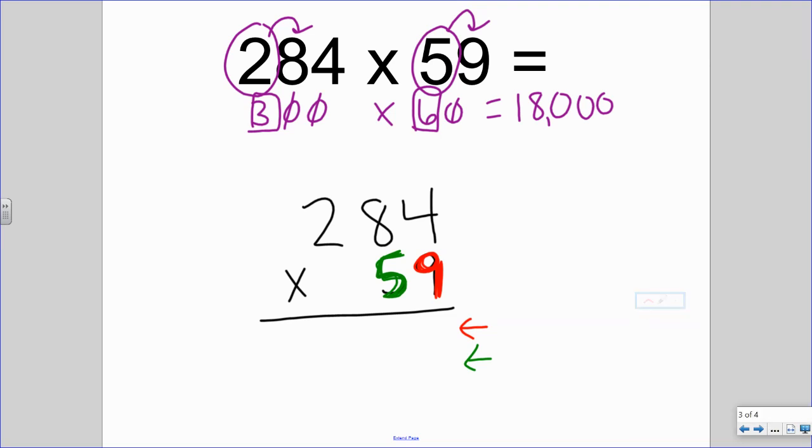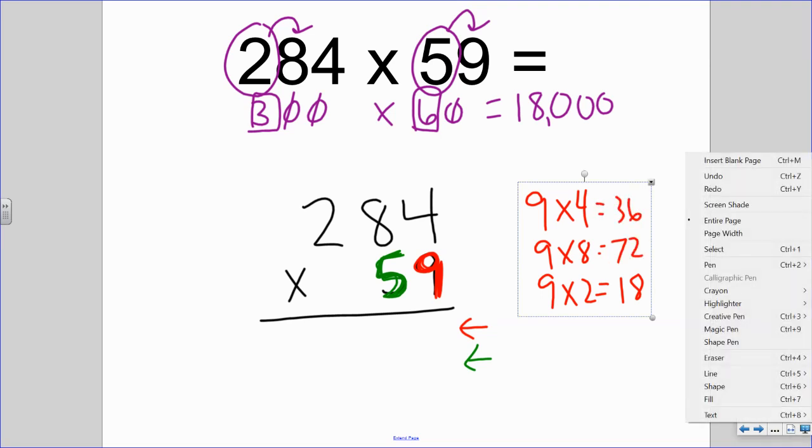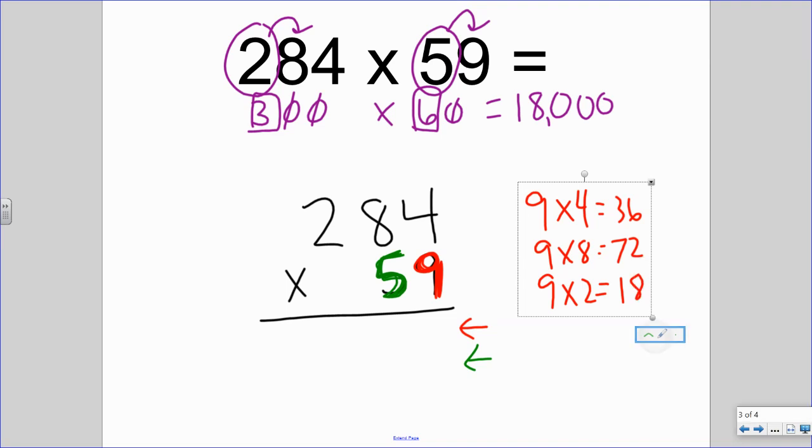So I have 3 nines facts that I need to know. I need to know 9 times 4, 9 times 8, and 9 times 2. I'm going to go ahead and fill those in really quickly. While I'm doing my facts, I also know when I get to my 5, I'm going to need to know 3 fives facts in order to solve this. First 5 times 4, then 5 times 8, then 5 times 2. Fill those in. And now I have everything that I need to know.